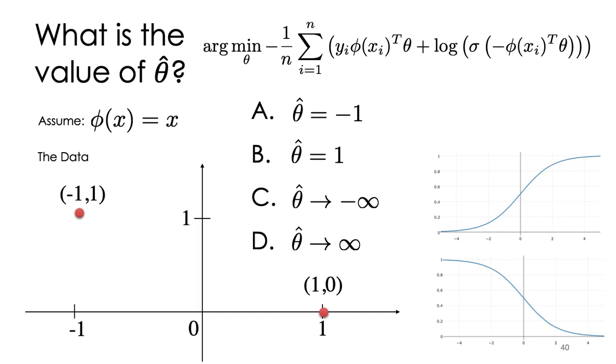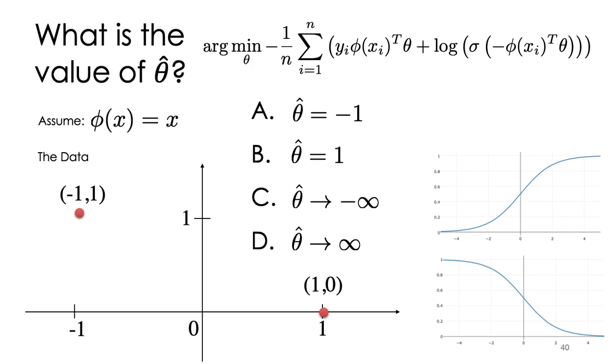So here's a question. We have a data set of exactly 2 points, (-1, 1) and (1, 0). And we are going to fit our logistic regression model with our log loss, which is provided here for reference. To simplify matters, we only have one covariate, one x, so you can imagine it on just the horizontal axis. And there's no transformation. Phi of x is just x.